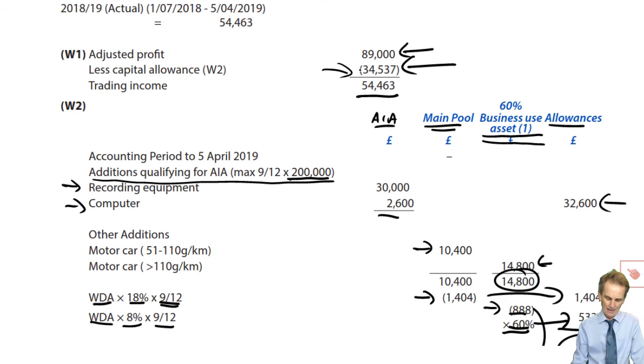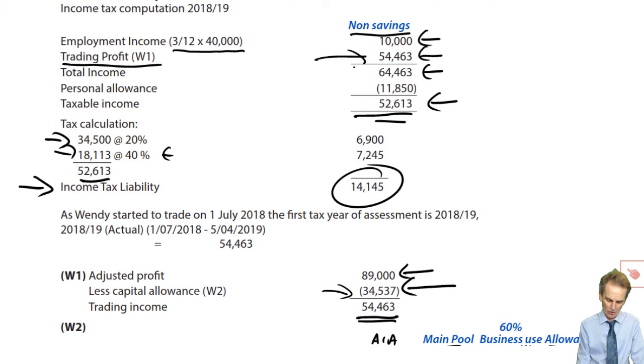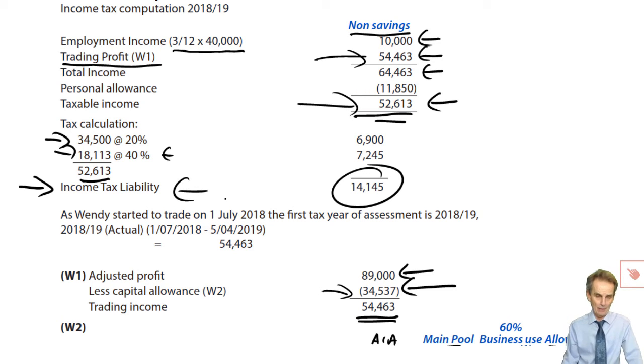Put it here as a deduction from adjusted profit. That gives you the trading income. That feeds back to the income tax computation to go in there. And that then allows you to get your taxable income figure. And then you can calculate your income tax liability accordingly.